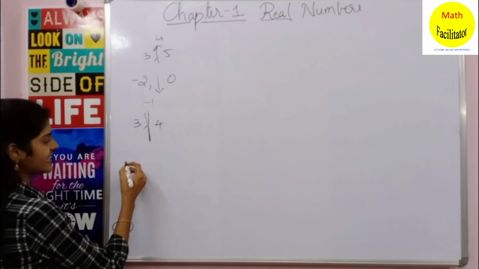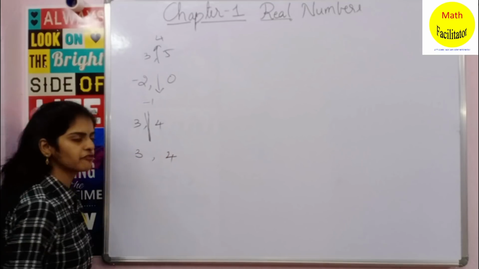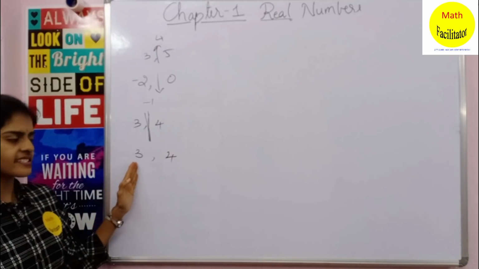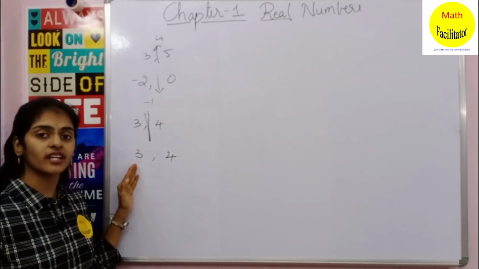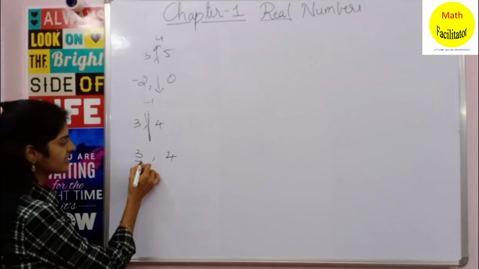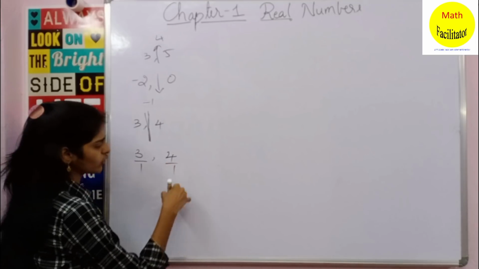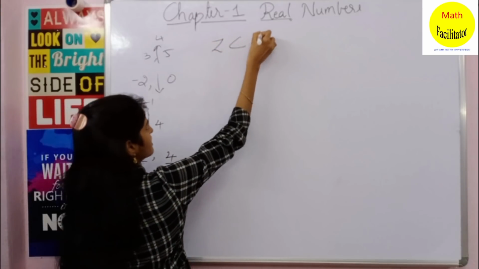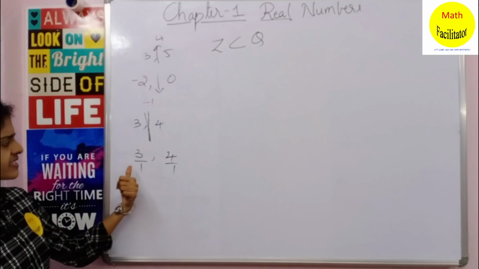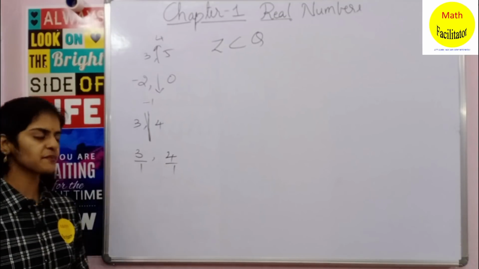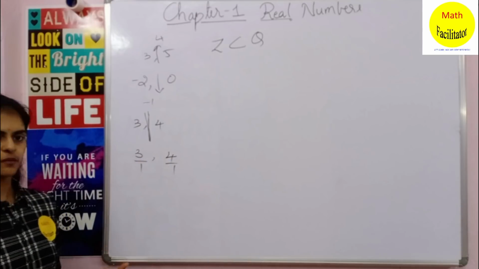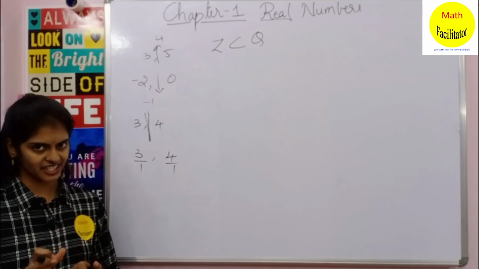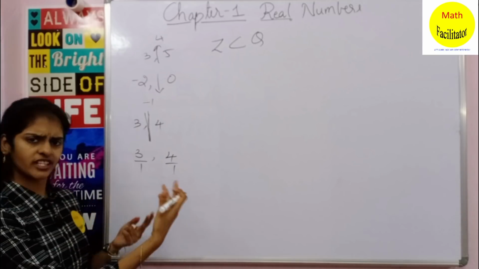But can I insert a rational number between 3 and 4? Yes, we can. We already learned that 3 is an integer as well as a rational number too. Why? 3 can be written in the form of 3 by 1. 4 also can be written in the form of 4 by 1, and we have learned that integers are a subset of rational numbers. So all the integers also belong to rational numbers. So now we can insert a rational number between these two rational numbers. Instead of calling them integers, I am calling them rational numbers now because they belong to rational numbers also.